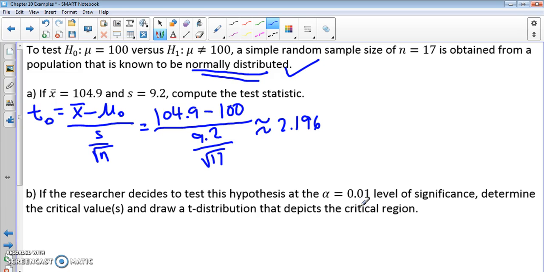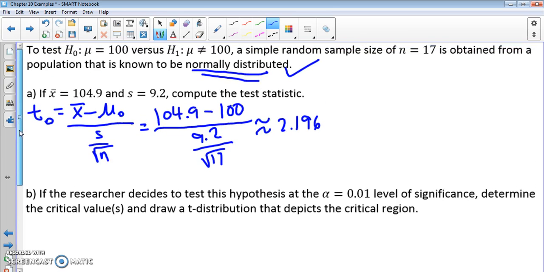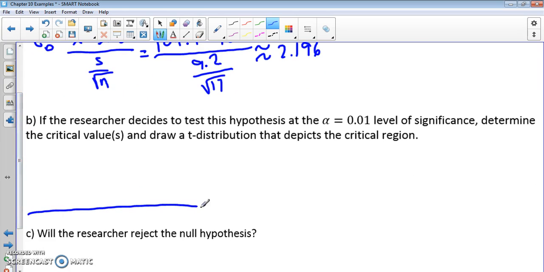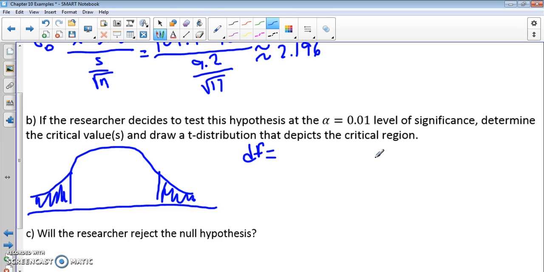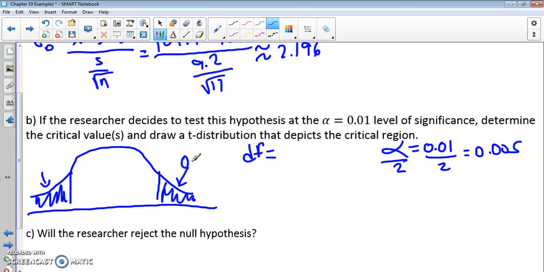So now we want to test at the 0.01 level of significance, and we want to determine the critical values and draw the t-distribution that depicts the critical region. So we have a two-tailed test. So we know that we're going to have our critical region split here. We need to come up with our degrees of freedom. And we know that this area is alpha divided by 2. So 0.01 divided by 2 gives us 0.005. So that's the area in each of those.